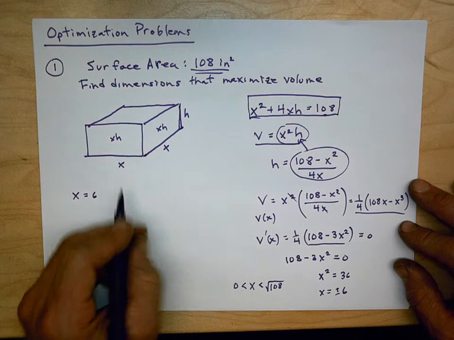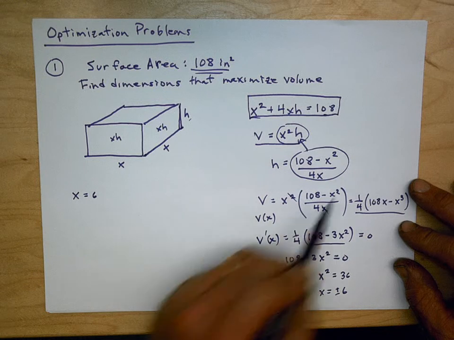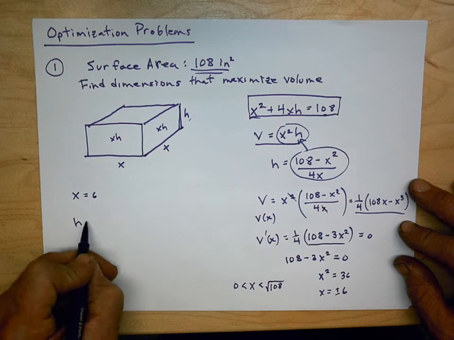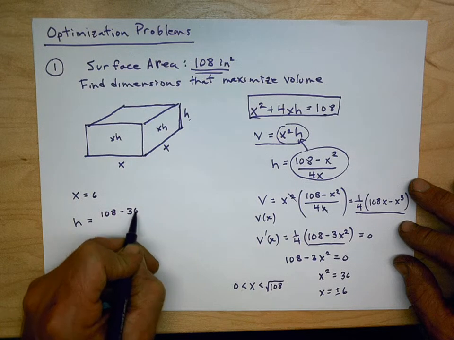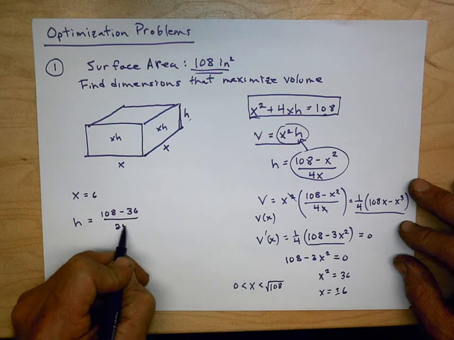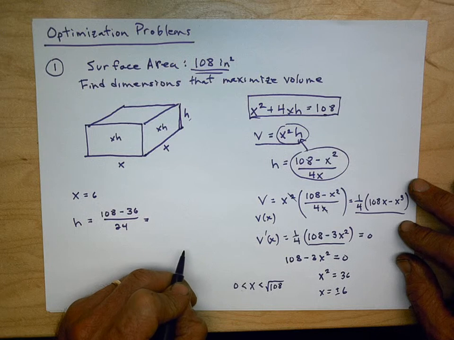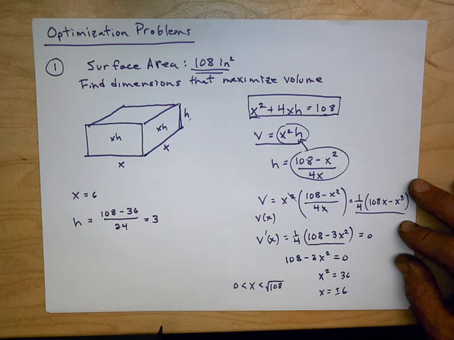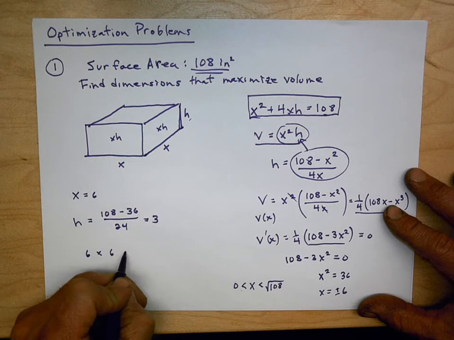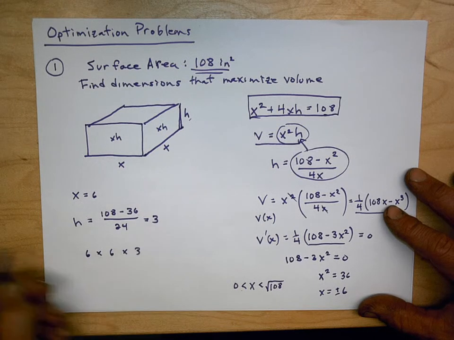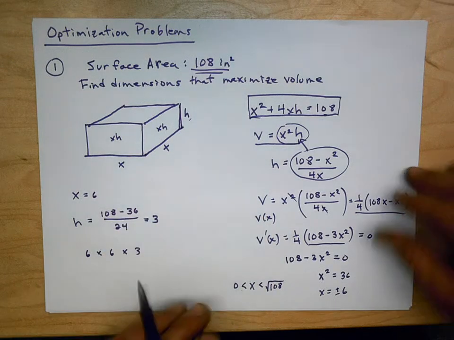All right, so that's 2 of our dimensions. Now we need h, so we need to put our 6 back in here. So h equals 108 minus 36 over 4 times 6, which is 24, and that gives us, I believe, 3. So the dimensions are 6 by 6 by 3. For this surface area, that will maximize the volume of that box.